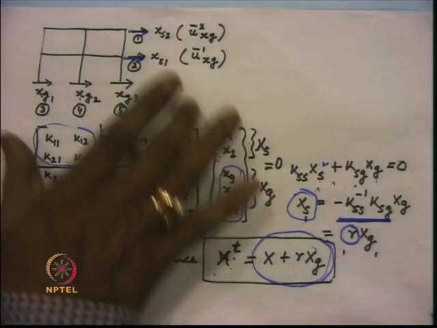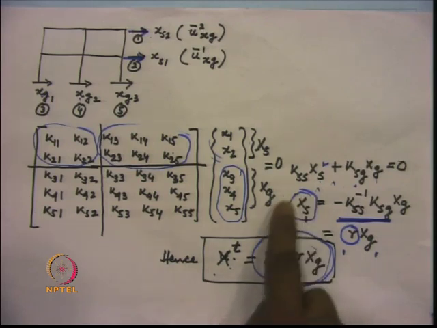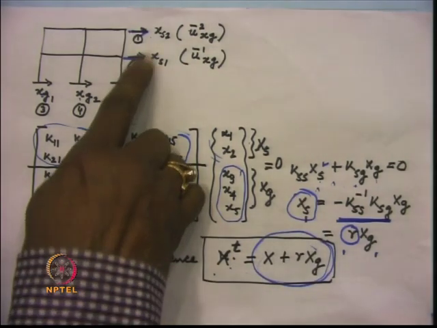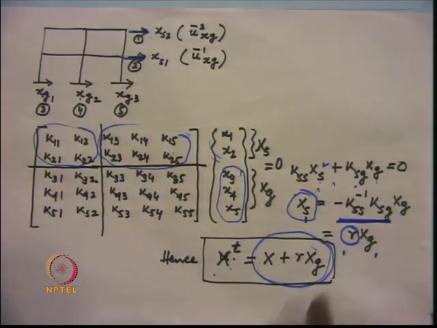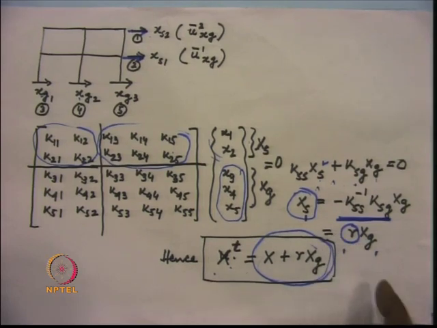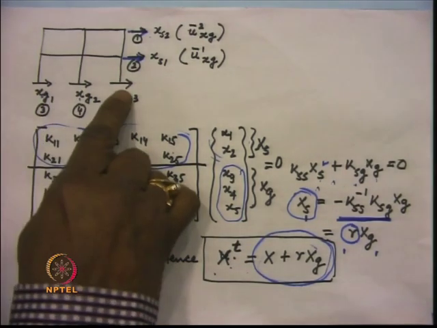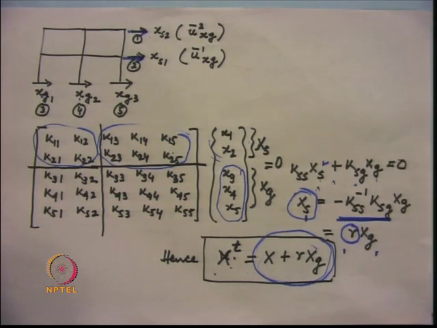So, for a given frame, one can find out this r matrix very easily, and then one can write down the quasi-static displacement to be equal to r matrix times the xg, that is the displacement which are taking place at the supports.